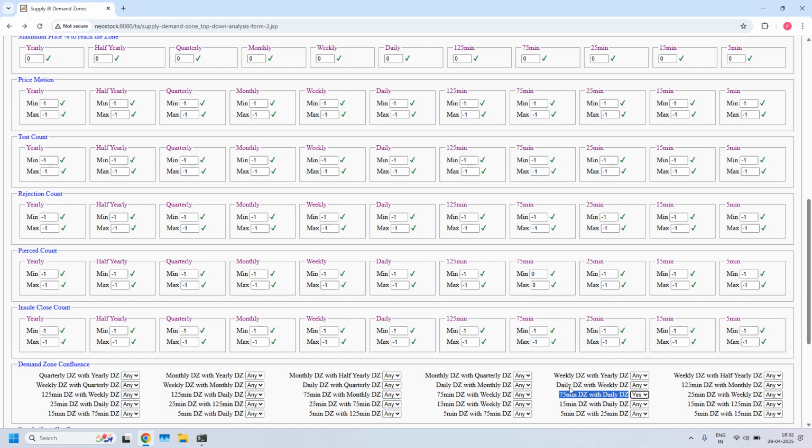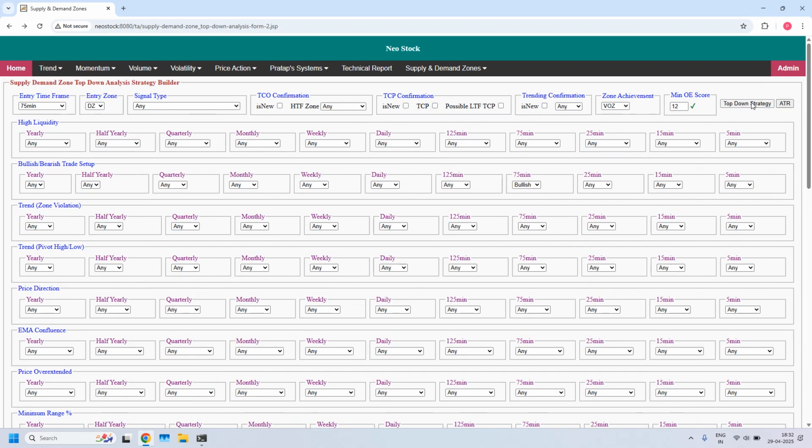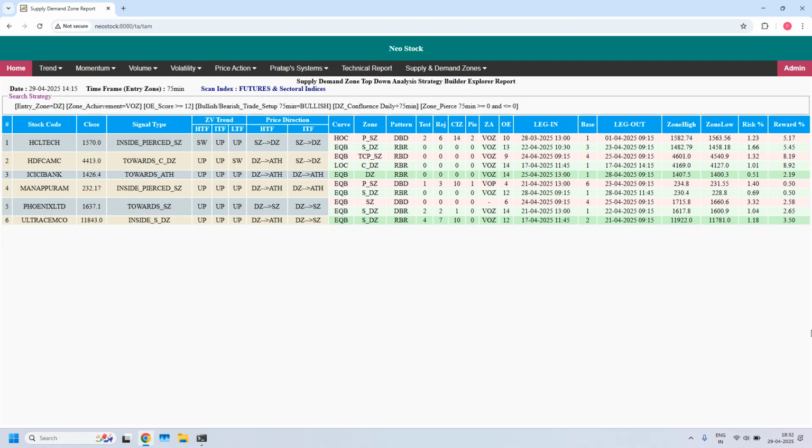This is the filter. This is LTF and ITF. LTF is 75, ITF is daily. Both the demand zones confluence. So 6 stocks are filtered. That means in all the 6 stocks, these 75-minute demand zones are overlapped with the daily demand zones, and the daily trend is up in all the stocks.